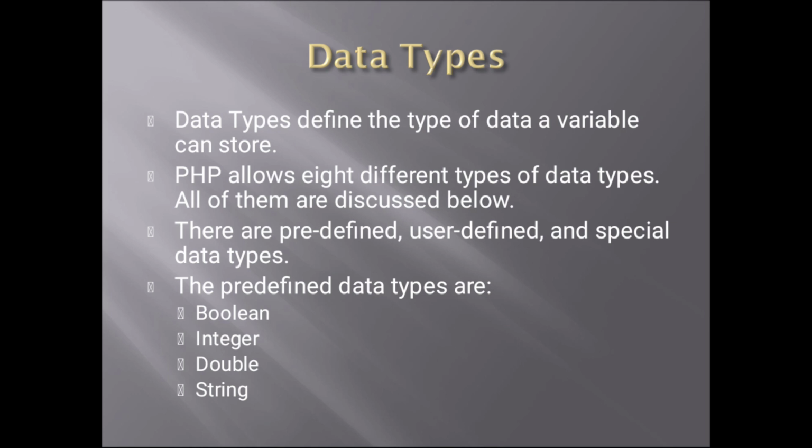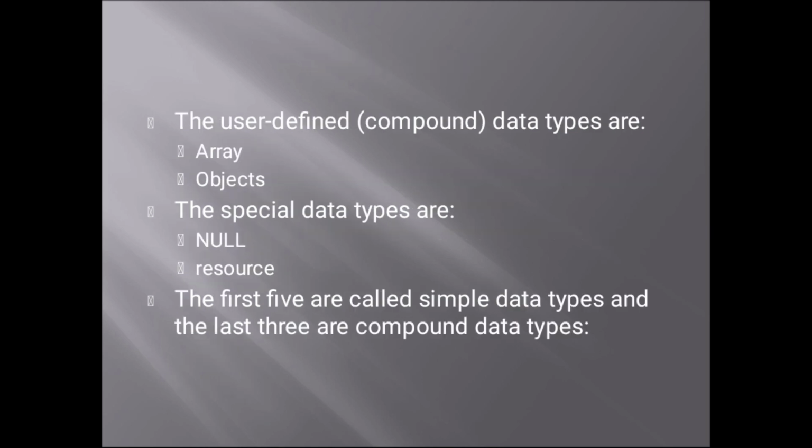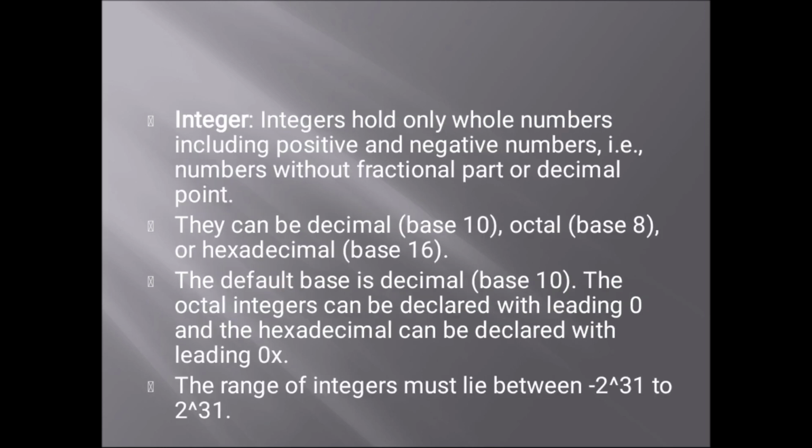Predefined data types are Boolean, integer, double, and string. User defined, we can also say compound data types, are array and object. Next, the special data types are null and resources. The first 5 are called simple data types and the last 3 are called compound data types.